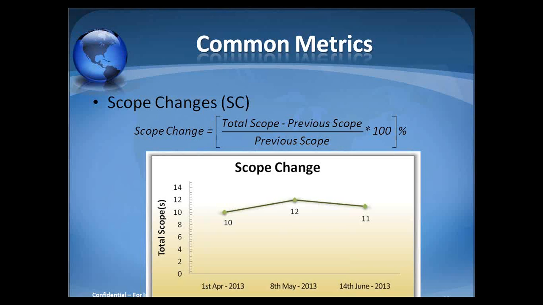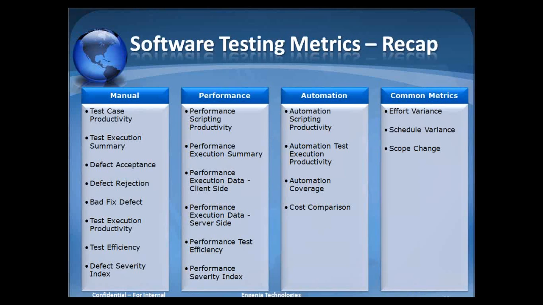So this covered all the metrics that are very important, especially in the field of software testing. So this is just a recap of all the metrics that we had discussed so far. We had manual or performance, automation, and common metrics, and we had discussed all of these metrics in detail. We had given examples, and these metrics should be utilized in every software product to actually cross-check where we are and where we want to go.